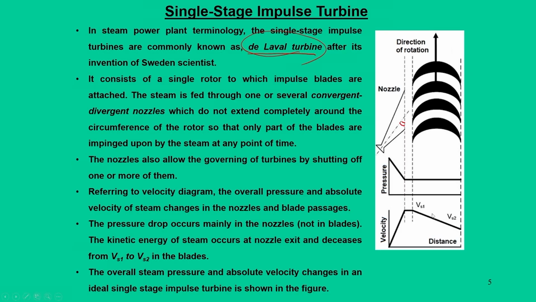So, we see that the increase in velocity occurs in the nozzle, and the absolute velocity of the fluid drops in the blades. These points are summarized here: De Laval turbines consist of a single rotor to which impulse blades are attached. The steam is fed through either one or several convergent divergent nozzle arrangements, so that only part of the blades are impinged upon by the steam at any point of time.